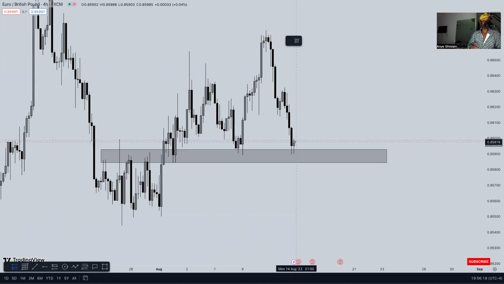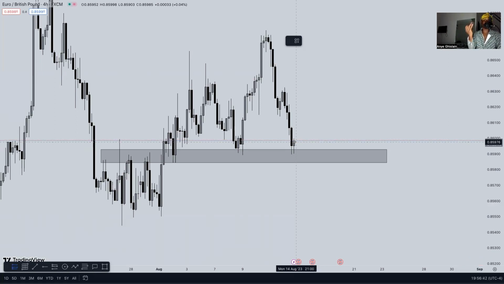So you just need to identify, where am I entering? Where am I getting involved? I'm getting involved at 0.85976. Boom. That's exactly where you place your stop, your buy order, or your sell limit, whatever it is. Place it there, put your stop loss where you think it's appropriate, and sit back. Whatever happens, happens.